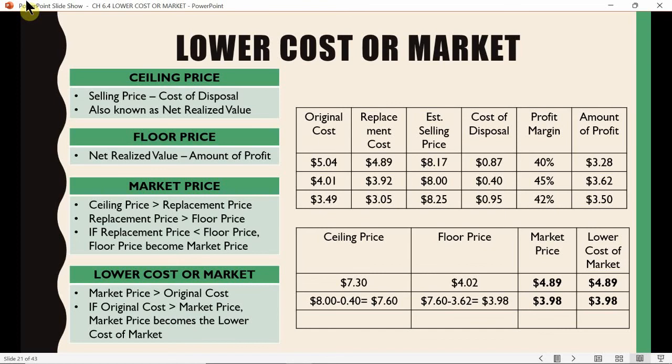All right. Let's do one more example. So if I originally purchased my values at $3.49, and I have the replacement at $3.05, my selling price is $8.25, and my cost of disposal is 95 cents. I want a 42% profit to yield me $3.50 profit. So, how do I solve for my ceiling?